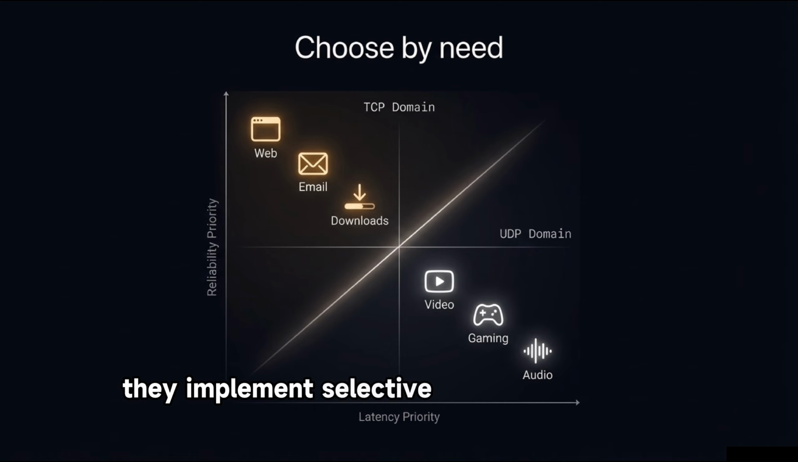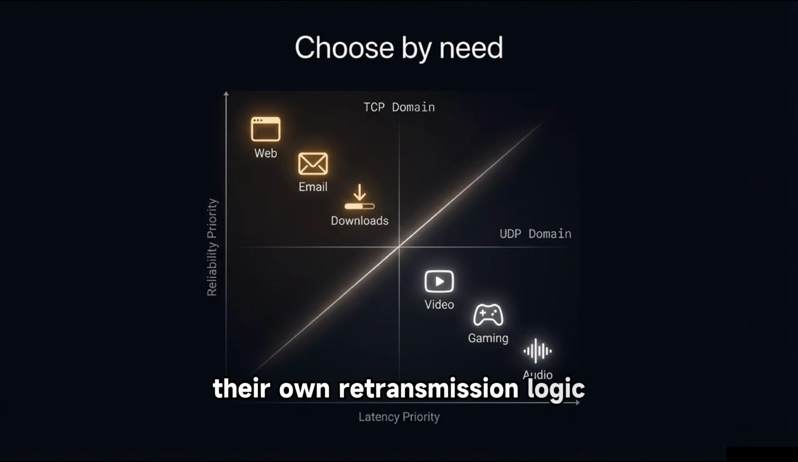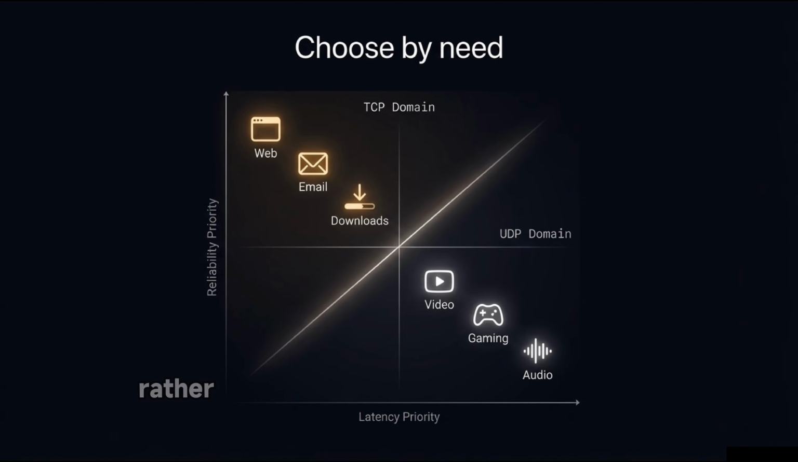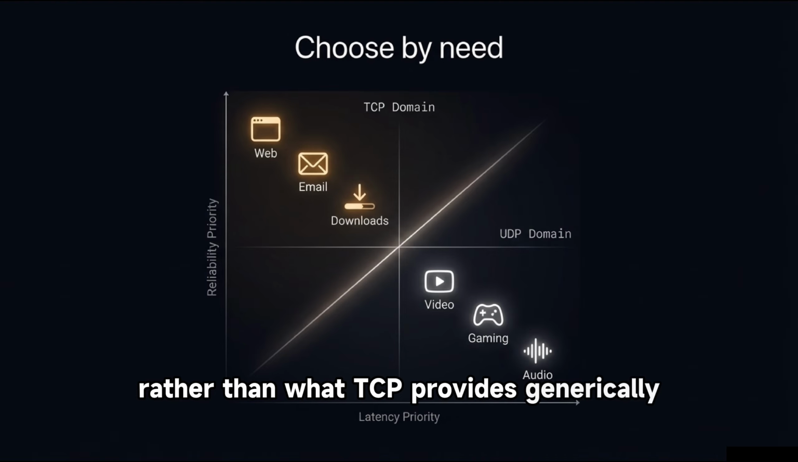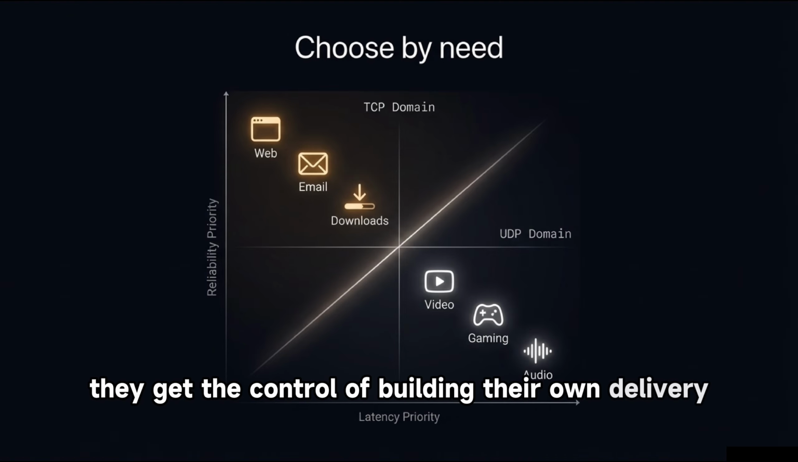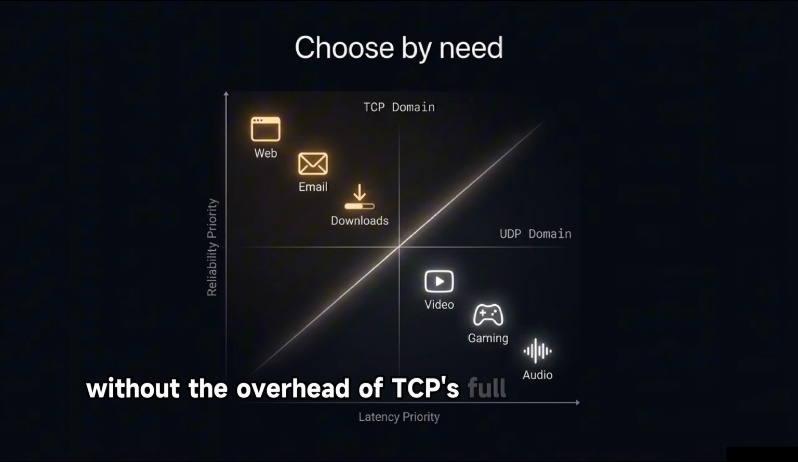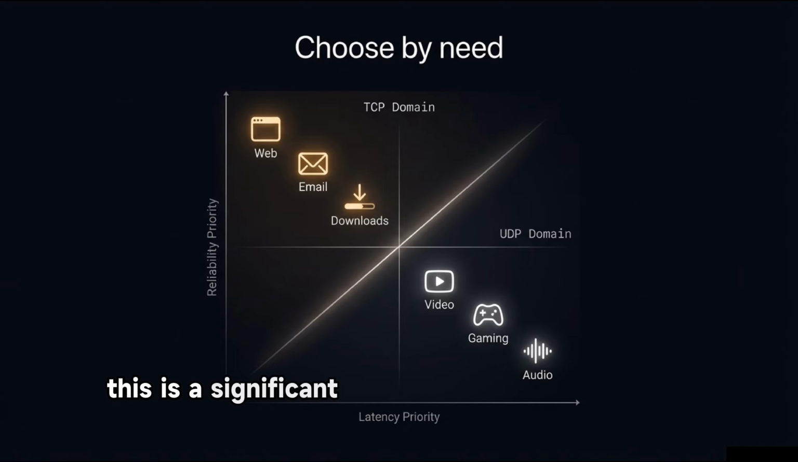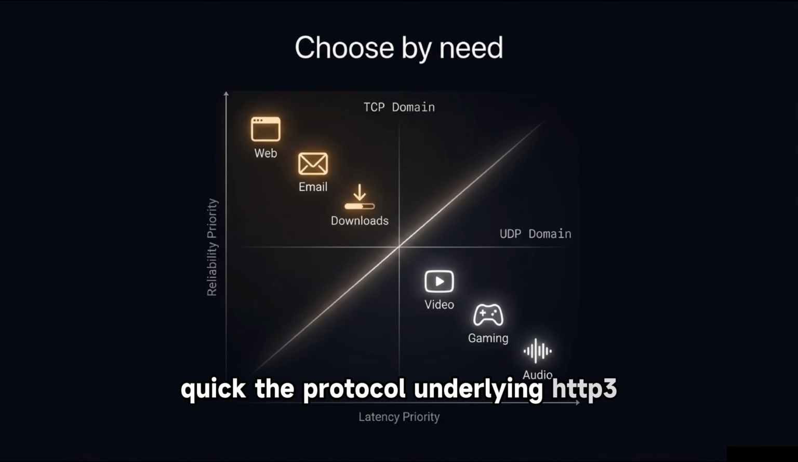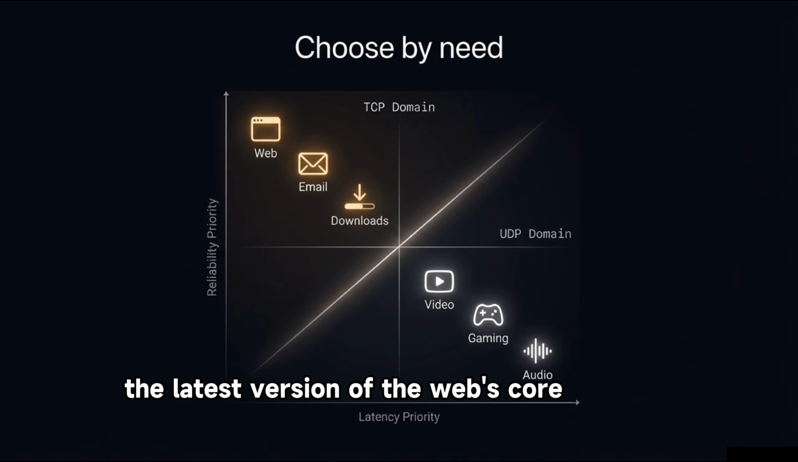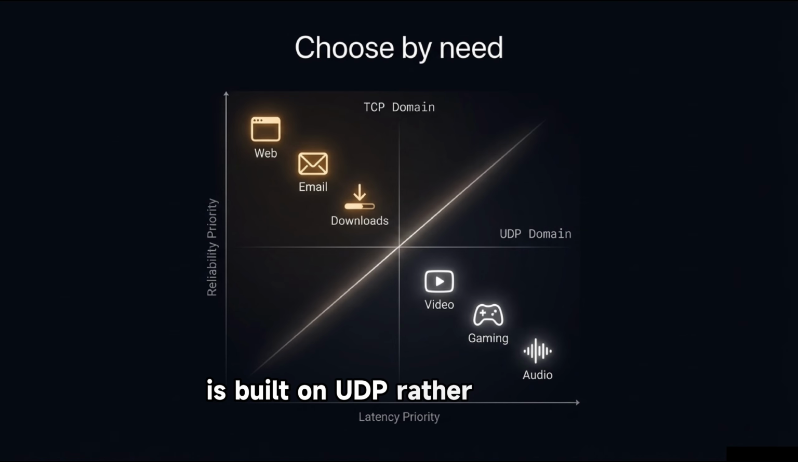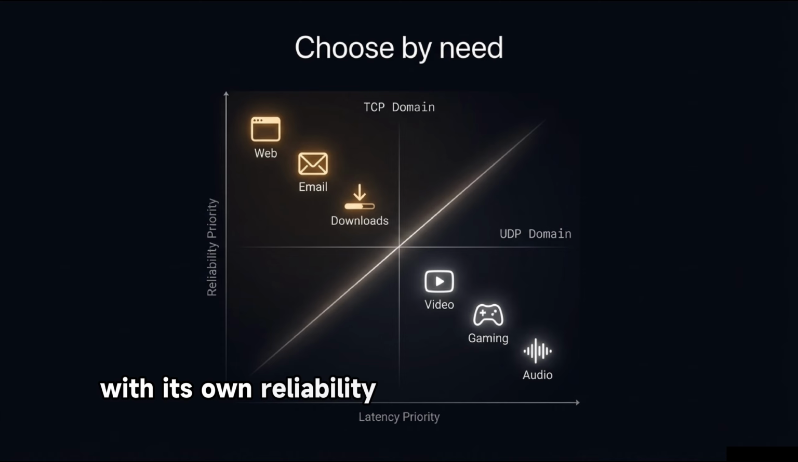They implement selective acknowledgements, not for every packet, but for important ones. They implement their own ordering, their own retransmission logic, tuned specifically to what they need rather than what TCP provides generically. They get the control of building their own delivery rules without the overhead of TCP's full guarantee stack. This is a significant trend in modern networking. QUIC, the protocol underlying HTTP/3, the latest version of the web's core protocol, is built on UDP rather than TCP, with its own reliability and ordering mechanisms implemented above the transport layer.